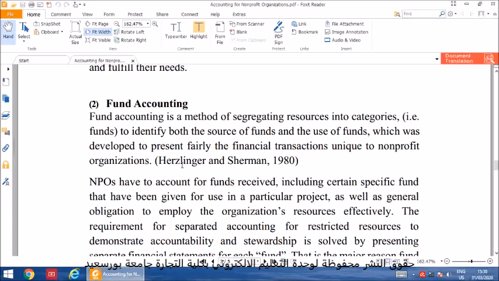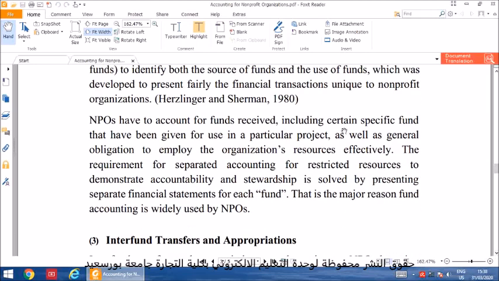NPOs have to account for funds received, including certain specific funds that have been given for use in a particular project, as well as general obligation to employ the organization resources effectively. The requirement for separated accounting for restricted resources to demonstrate accountability and stewardship is solved by presenting separate financial statements for each fund.